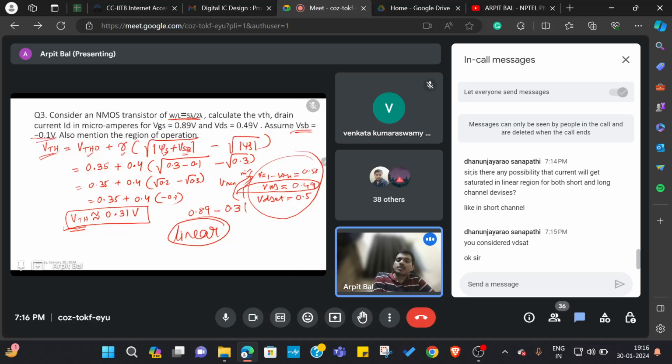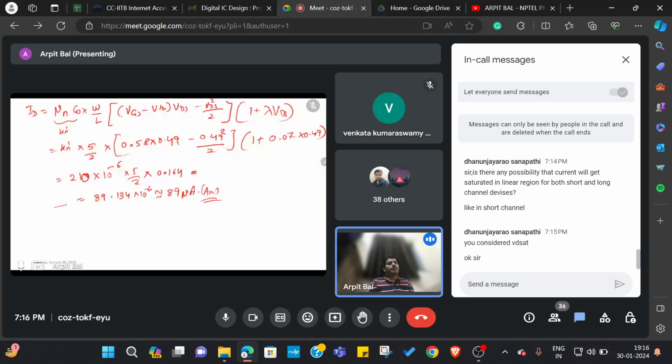We figure out what is VGS minus VTH. We figure out which one of the following is minimum, and based on the Vmin we figure out what is the region of operation. For this case the region of operation was linear because VDS was minimum. Then we substitute VDS instead of the Vmin in that unified equation and solve the question.